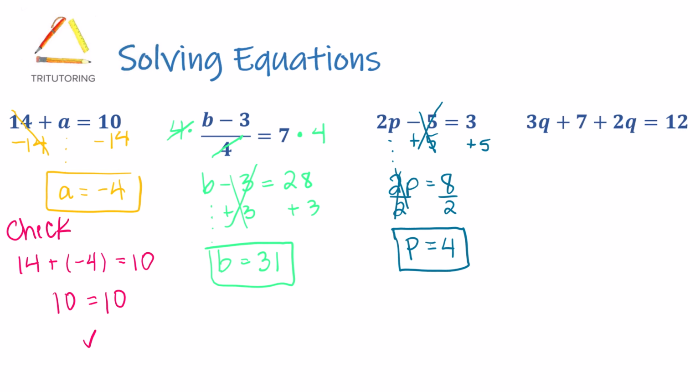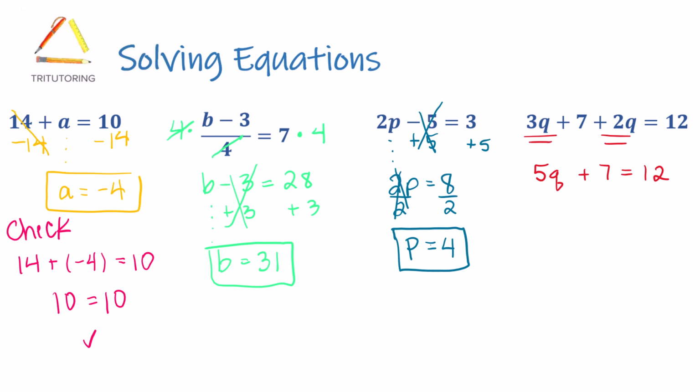So on this last one, I have 3q plus 7 plus 2q equals 12. My variable is q, but I'm not really ready to isolate yet because I have more than one of those variable terms. I actually want to combine like terms as my first step here. So on this left side where I have 3q and 2q, I can actually add those together. Because I have 3 of them plus 2 of them, altogether that makes 5 of those q's. And then everything else stays the same. So it's 5q plus 7 equals 12.